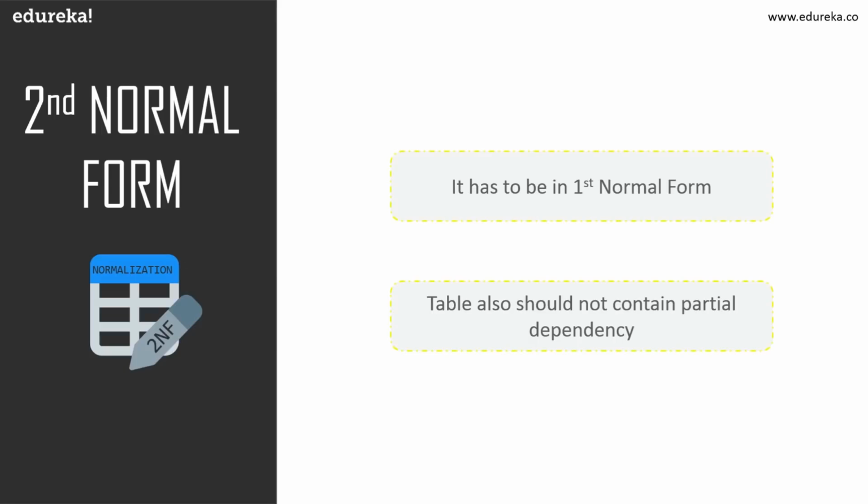So what is a non-prime attribute? Let's understand this in a simple way. Attributes that form a candidate key in a table are called prime attributes, and the rest of the attributes of the relation are non-prime. For a table, prime attributes can be like employee ID and department ID, and the non-prime attributes can be like office location.